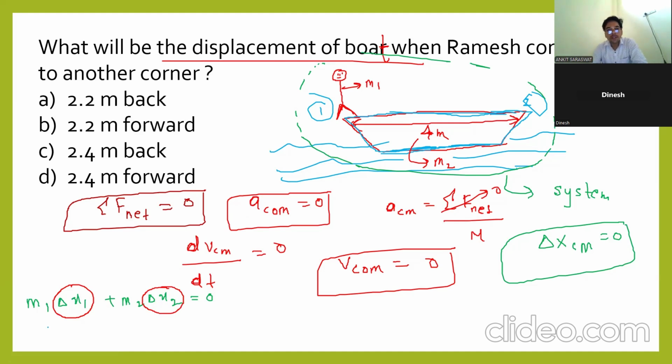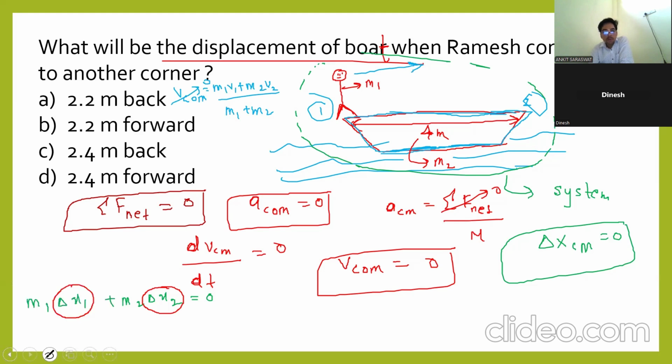Clear? Because what is the V_cm formula? If you look carefully, V_cm = 0 means M1 V1 plus M2 V2 divided by M1 plus M2 is zero. So V1 and V2 must be opposite; only then it will be 0. Otherwise, if they are in the same direction, M1 V1 plus M2 V2 will add. Clear? So if a person is moving in the forward direction, going from one corner to another corner, then the boat is going in the backward direction. Is it okay?